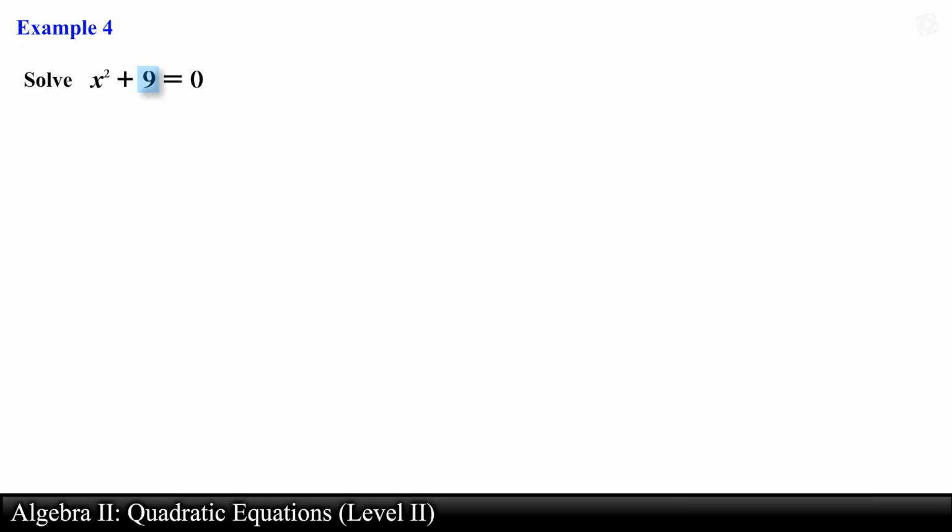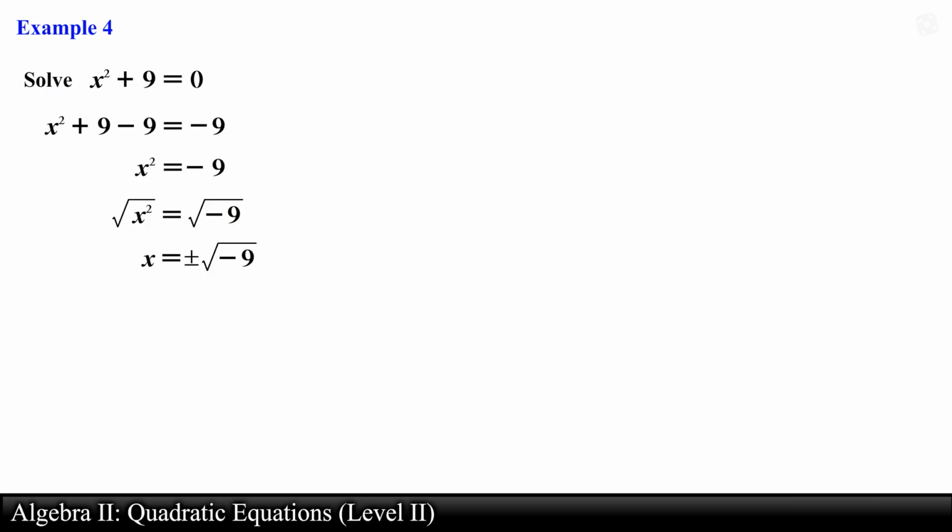Alright, we solve for x by subtracting 9 from both sides of the equation, and obtain x squared equals negative 9. Next, we take the square root of both sides and obtain x is equal to plus or minus the square root of negative 9. Now, depending where you are in the curriculum, the answer is either no solution, because you were told that you can't take the square root of a negative number, or if you have covered imaginary numbers, this expression can be simplified as plus or minus 3i, because the square root of negative 1 is by definition equal to i.